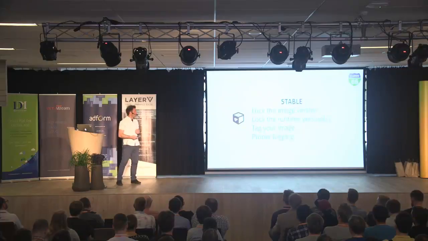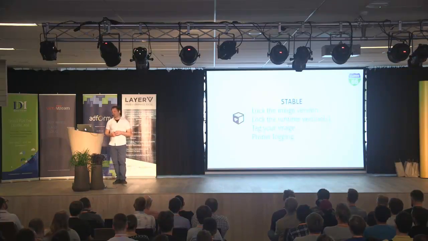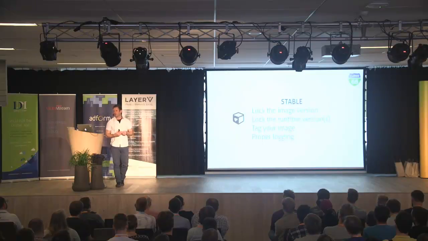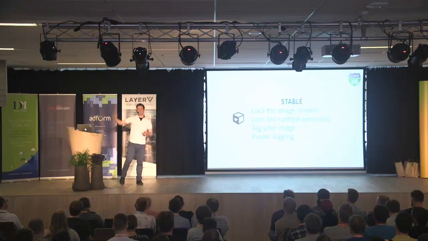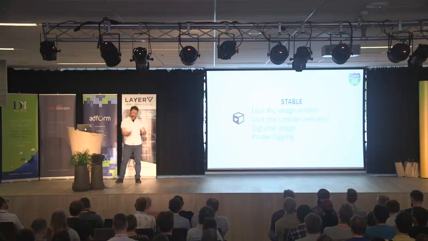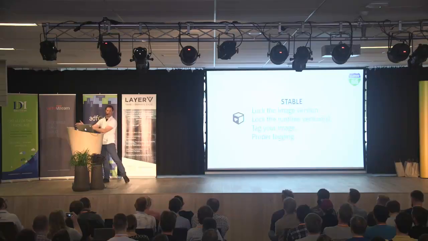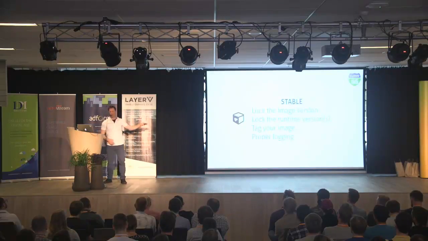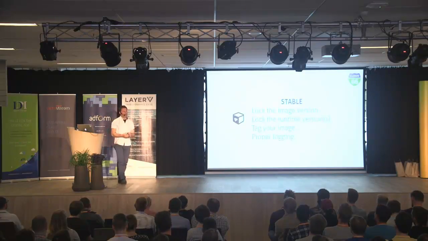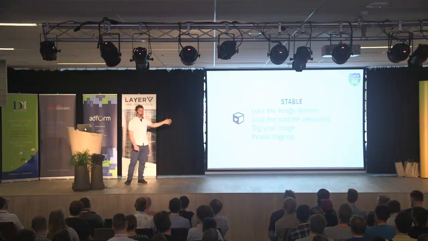Stable. When you're creating Docker images, sometimes you create a base image, and it's really easy to say, okay, just get me the base image, the latest. But you never know what the latest is, so you have to lock in those versions. What you want is that when it runs on my machine, it has to be the same version running on my coworker's machine, or in production. So it's really important to lock the image versions, also the runtime versions, and tag your image properly, and also decide with your team how you do your logging.